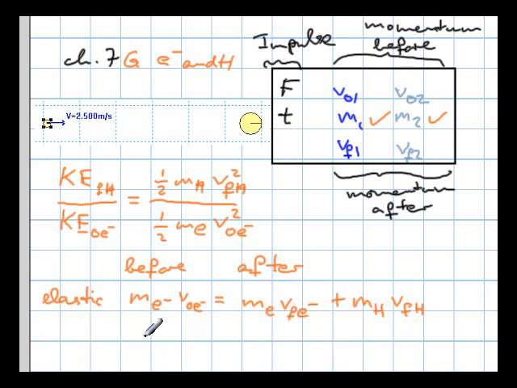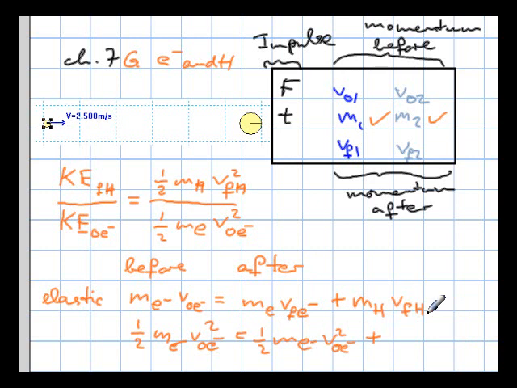But because it's elastic, the kinetic energy is also conserved. In an inelastic collision, some kinetic energy is being converted to something else, usually heat. And so this is how I would write this, squared, and then the same thing on the right hand side, squared.